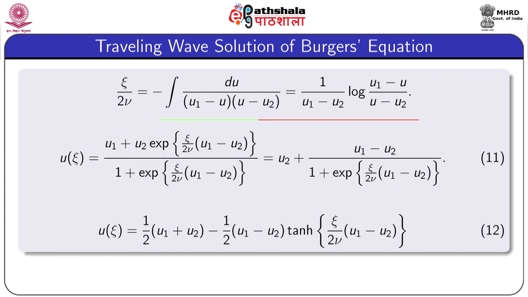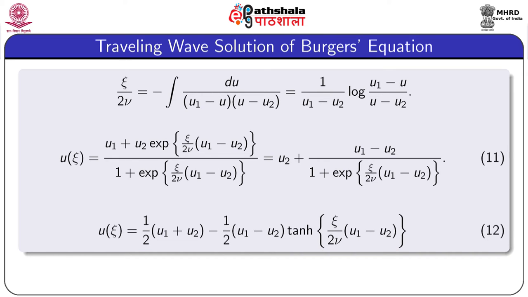And we can integrate this. After integration, its value equals 1 by u1 minus u2 log of u1 minus u divided by u minus u2. Therefore, our solution u can be obtained from the first line as u equals u1 plus u2 e to the power xi by 2 nu into u1 minus u2, divided by 1 plus e to the power xi by 2 nu into u1 minus u2. So, it can be written as u2 plus u1 minus u2 by 1 plus e to the power xi by 2 nu into u1 minus u2. Thus, the solution can be written in the form u of xi equals half of u1 plus u2 minus half of u1 minus u2 tanh of xi by 2 nu into u1 minus u2.